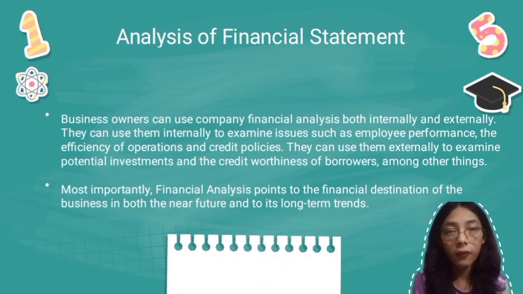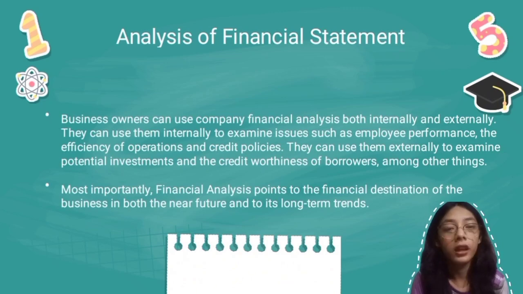In the efficiency of operations, let's say by checking the cost and sales, the owner can figure out if there are ways to make the ice cream making process smoother and more cost effective. In credit policies, if the shop allows customers to buy ice cream on credit, the owner might use financial analysis to see if this policy is working well or if adjustments are needed.